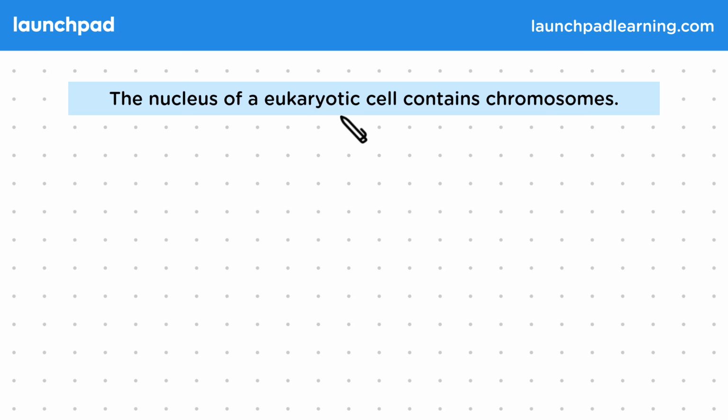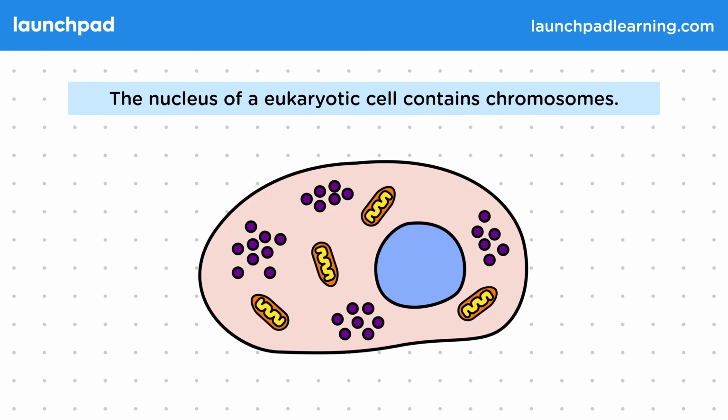The nucleus of a eukaryotic cell contains chromosomes. In this diagram, you can see a eukaryotic cell, and this big blue blob in the middle is the nucleus. You should know that the nucleus contains chromosomes, but what are chromosomes?